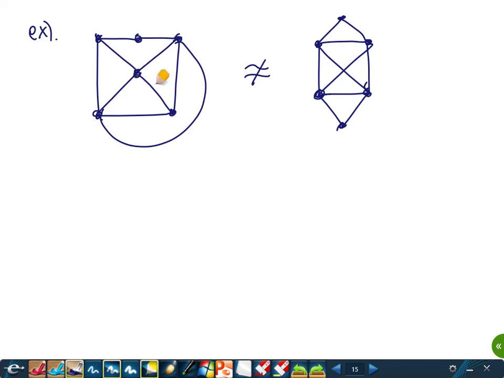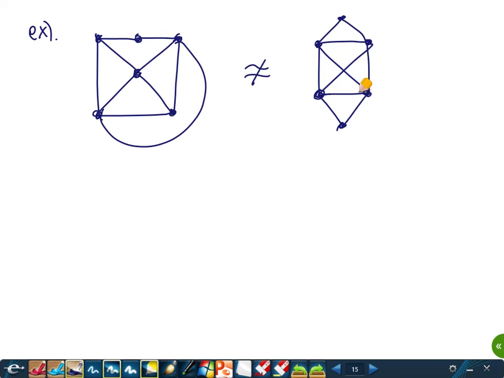They have the same number of vertices. What is the number of edges? 1, 2, 3, 4, 5, 6, 7, 8, 9, 10. Also 10. They have the same number of edges. So we cannot conclude yet whether they are isomorphic or not. Right?